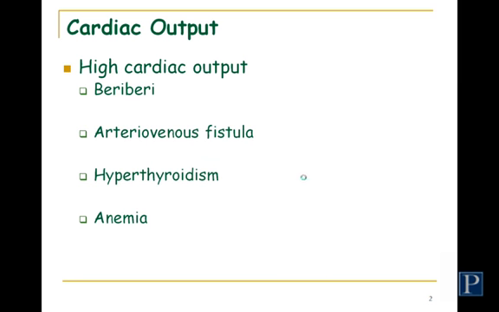So the first four things we're going to look at are conditions that are associated with high cardiac outputs. And for the most part, you're going to see that they're associated with reduced levels of total peripheral resistance, which would increase the amount of venous return and lead to high cardiac outputs.